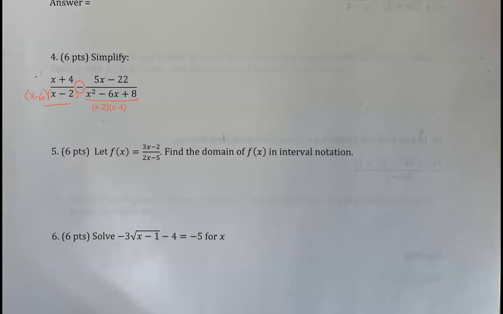We'll do the same for the numerator, x minus 4. But in this case, we just multiply by 1. Any expression multiplied by 1, the value stays the same. Right? x minus 4 divided by itself is just 1. Now we have a common denominator. Our common denominator is just x minus 2 times x minus 4.